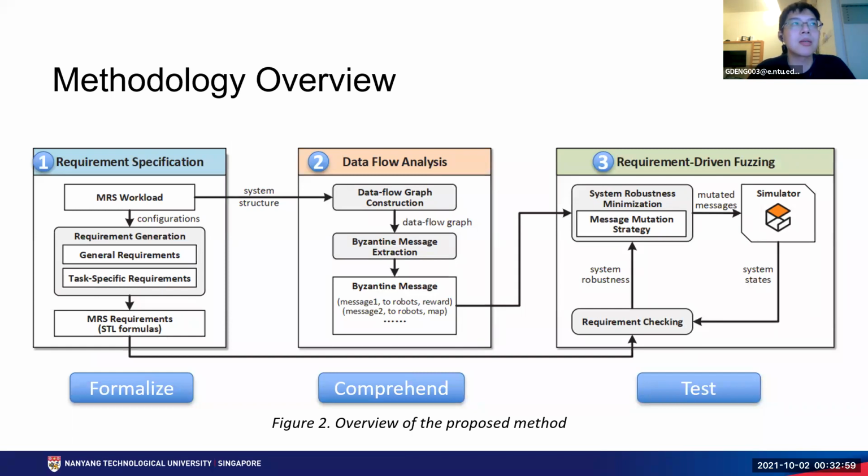It contains three components: a requirement specification generation module, a data flow analysis module, and a requirement-driven fuzzing module. So the first module is actually to study the MRS workload and generate the requirement configurations, which defines what are the rules for the system. The second part, the data flow analysis module, study the workload and understand how the Byzantine robot can communicate with other components within the system. The third part, the requirement-driven fuzzing module, take the output from the previous two parts and run the whole workload in the simulator to identify if a Byzantine robot can compromise the system with a certain mutation message. So in the next step, I will explain the three modules in details.